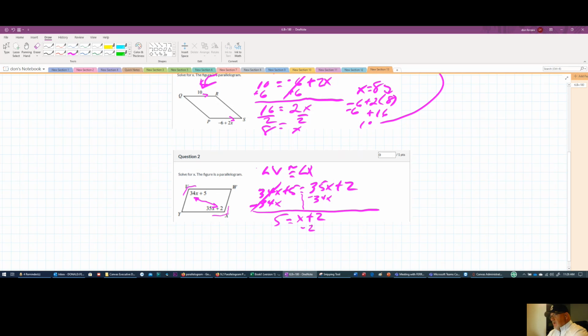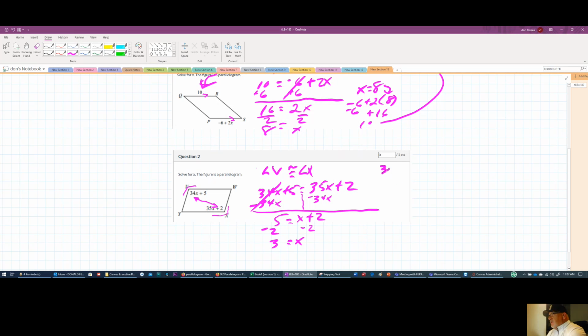So we do it to one side, we do it to the other side, and now we've got 3 is equal to x. So it's saying that x equals 3. So let's just double check this.